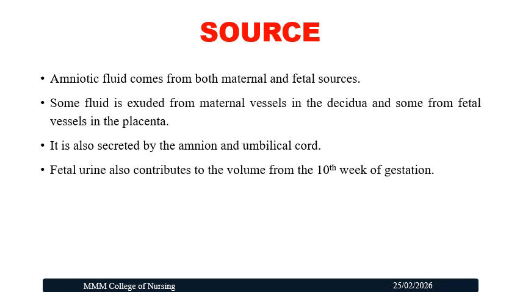Sources of amniotic fluid. It comes from both the maternal side as well as the fetal side. Some fluid is exuded from maternal vessels in the decidua and some from fetal vessels in the placenta. It is also secreted by the amnion and the umbilical cord. The amnion is a membrane which covers the fetal surface. Then the fetal urine also contributes to the volume from the 10th week of gestation.